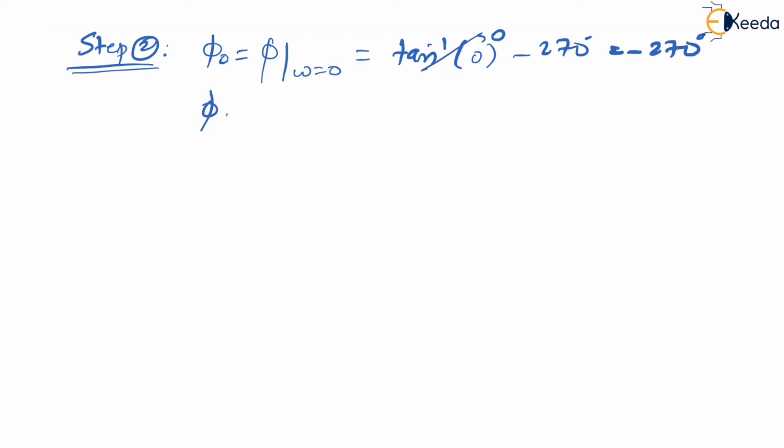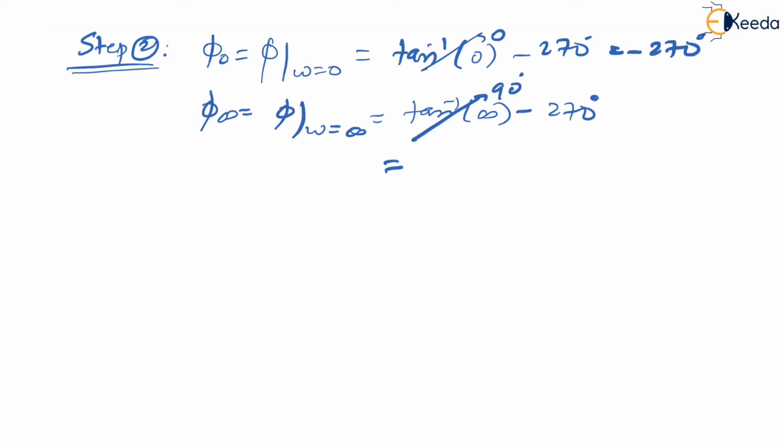Is that correct? Yes. What about phi infinity? Your phi at omega equal to infinity is nothing but tan inverse of infinity minus 270 degrees. Tan inverse infinity is 90 degrees, which is 90 degrees minus 270 degrees, nothing but minus 180 degrees. So you have seen phi naught and phi infinity.